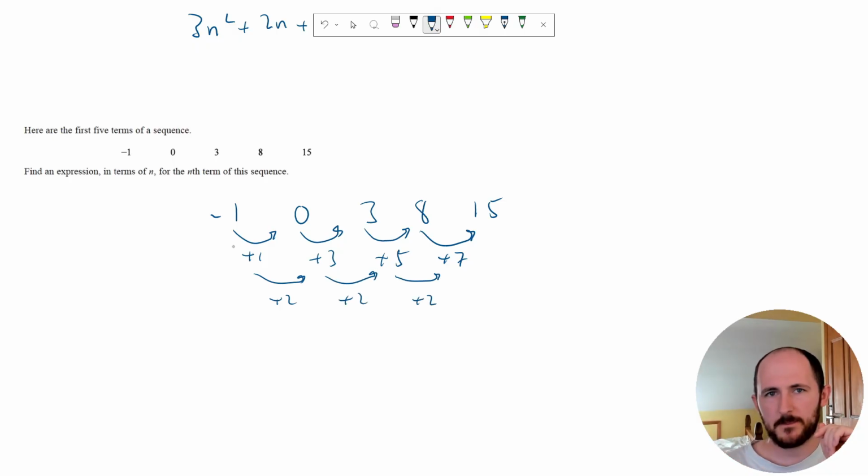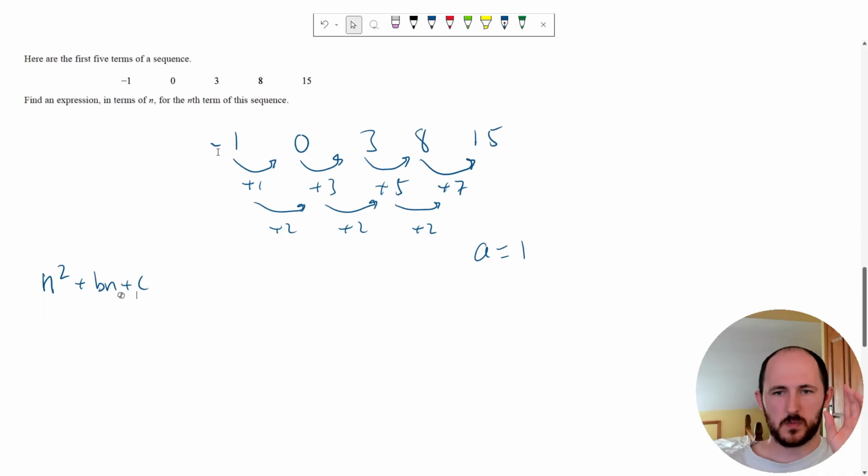Why do we do that? Because a, the number in front of n squared, is always half of that difference, which is 1. It could also be a fraction. Okay? It can be. There's no reason why not. So that means our equation so far is n squared plus bn plus c. What do we do next? We sub in n equals 1 and n equals 2 so that we can solve it.